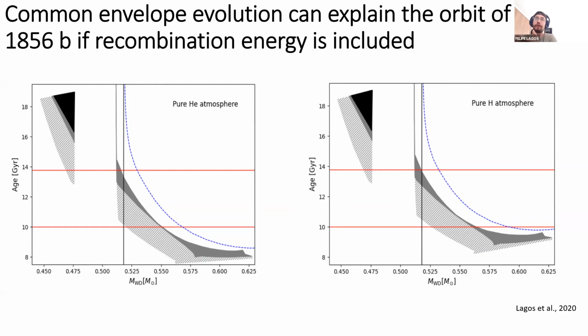Also, an important point is that for these solutions, we assume a planet mass of 14 Jupiter masses, which is the upper limit derived by Vanderburg et al. We found that for planets with masses below 5 Jupiter masses, the common envelope scenario is not possible.